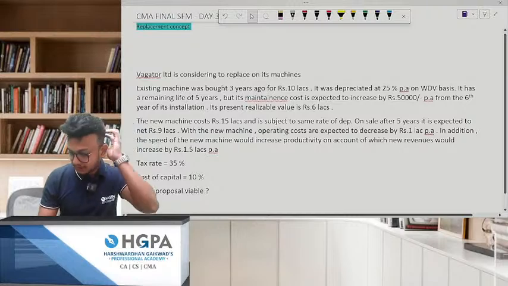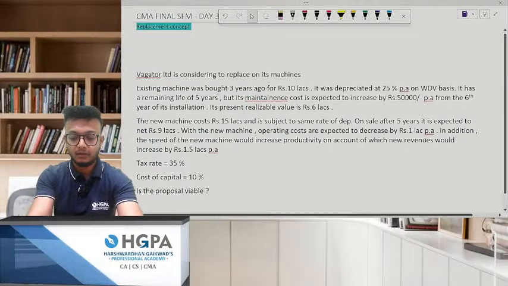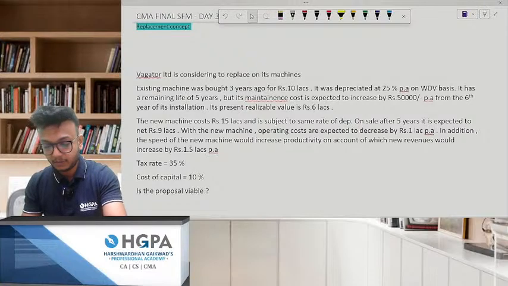We have to do an important concept today, replacement. Let everyone come in. Then we'll start immediately.